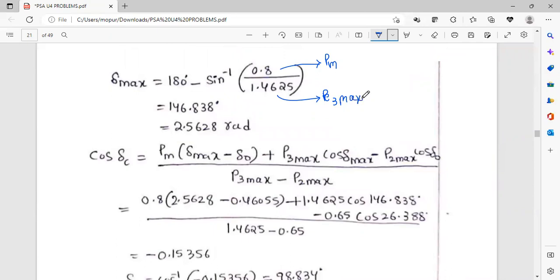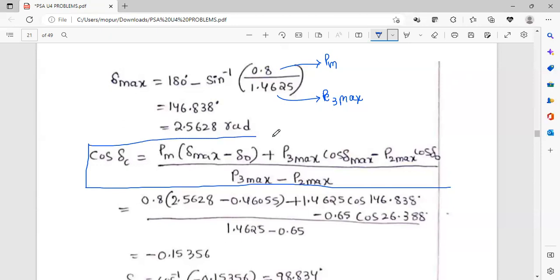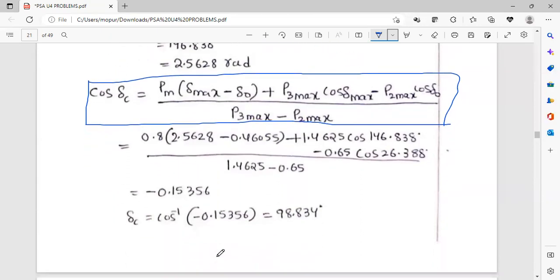You will get the value of del max, and the cos del C formula for this application, when there is a fault in the middle of the transmission line, is this. We had derived this. You can refer to the derivation in the equal area criteria video. In this, you can substitute and find the value of del C. This is the value of del C.